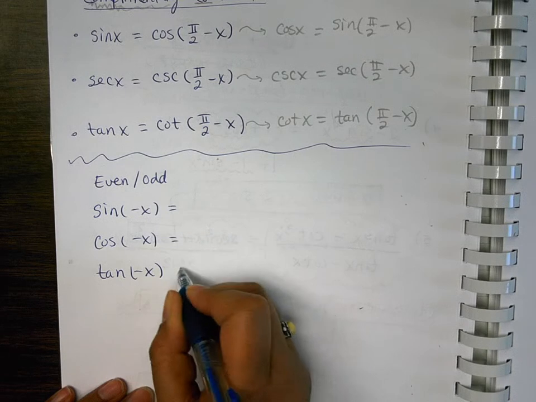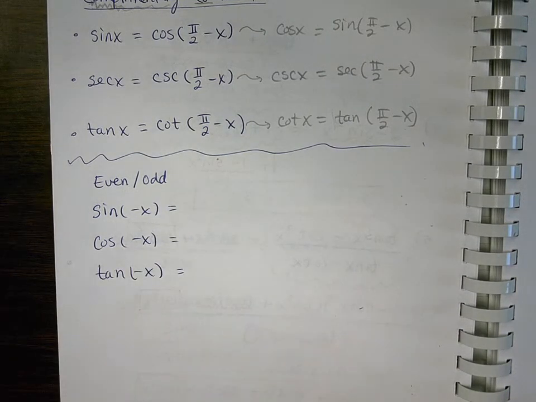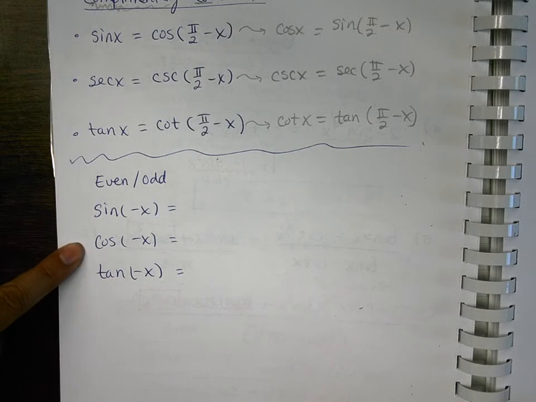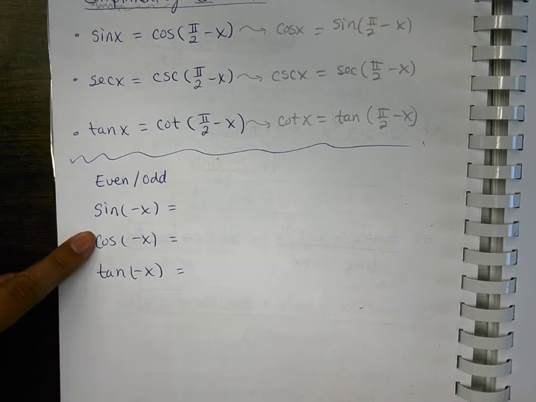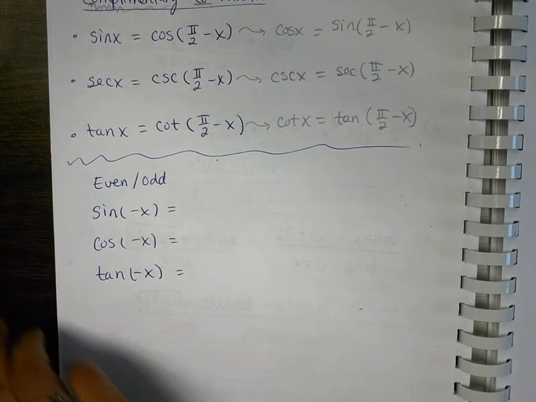I'm only writing sine, cosine, and tangent, but the same is true for its reciprocals. So this would be true for sine and cosecant. I haven't written the rest of it, but the rest would be true for cosine and secant, and this would be true for tangent and cotangent. And here is what it is.